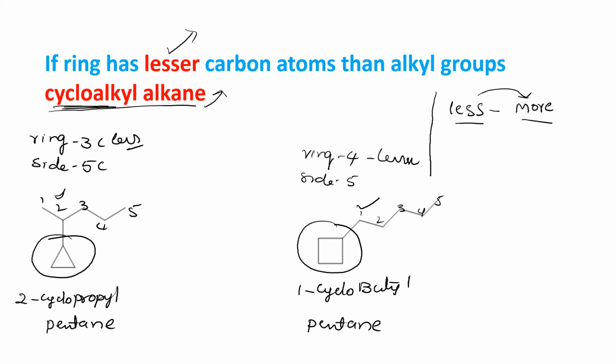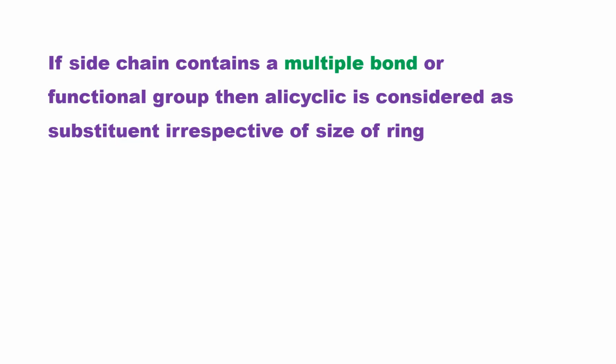So coming to the next one. If the side chain contains a multiple bond, that means a double bond or a triple bond, or a functional group, such as aldehyde, ketone, or whatever the functional group may be, then the alicyclic is considered as a substituent irrespective of the size of the ring.